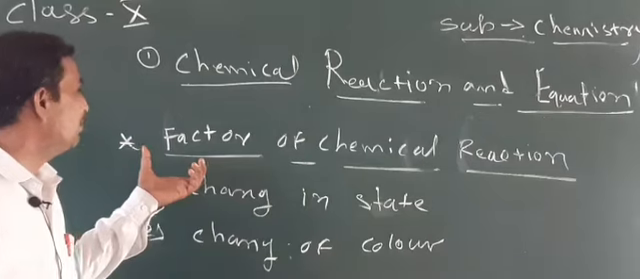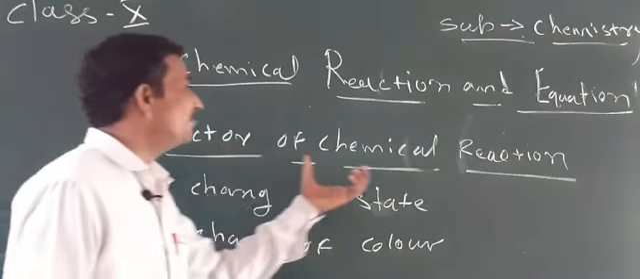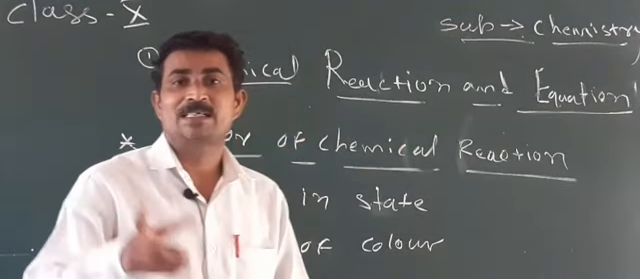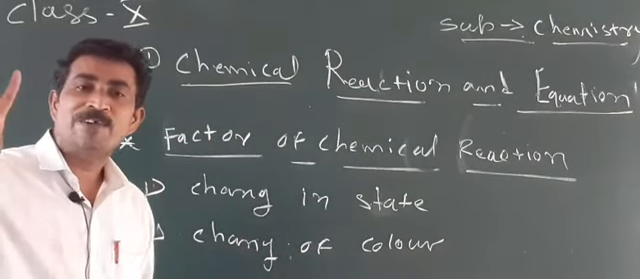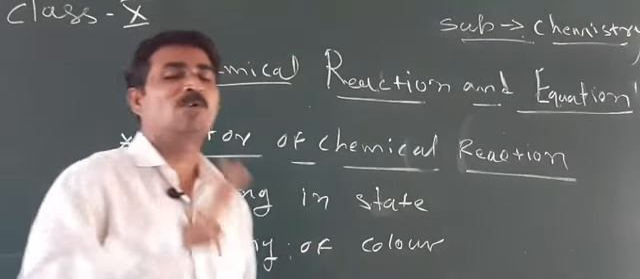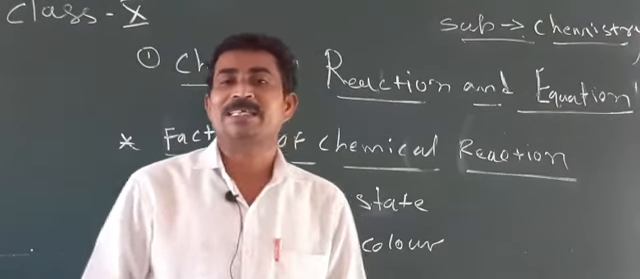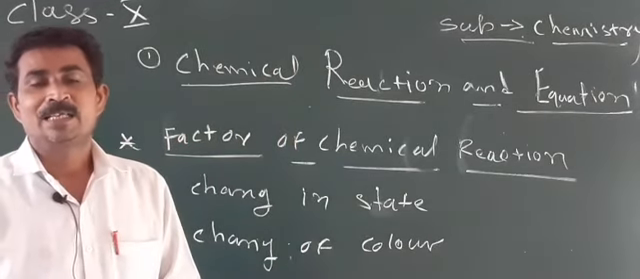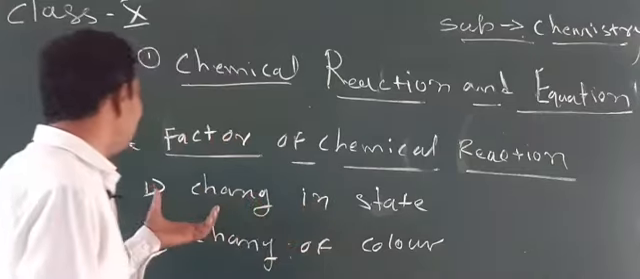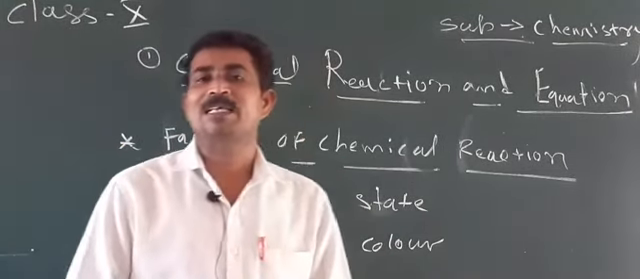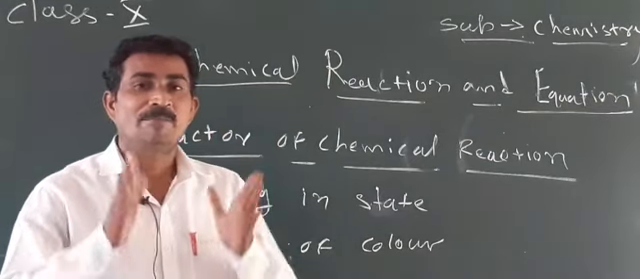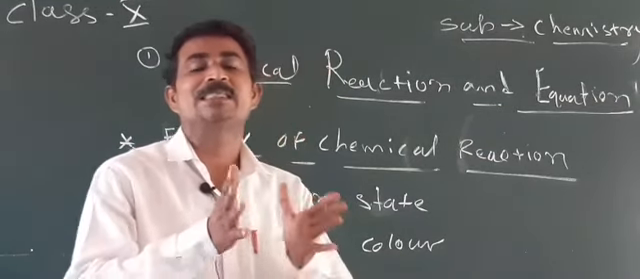Then we learn what is necessary for a chemical reaction to be completely finished. So today we are learning the factors of chemical reactions. There are four factors, and without these four factors a chemical reaction cannot complete. Number one is change in state. In a chemical reaction, matter is always changing its state.